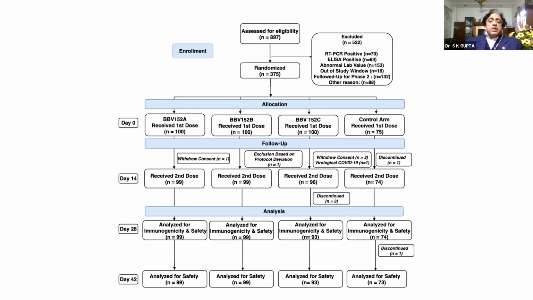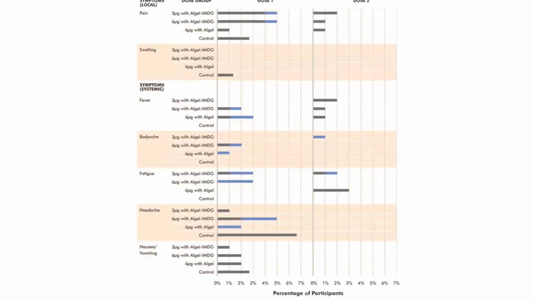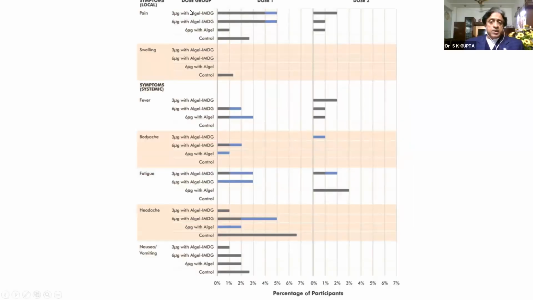This is the result of phase 1 and phase 2. For phase 2, nearly 897 people were recruited. These are the recruitment criteria. After the exclusions, 375 people were randomized. And this is the data on side effects. Initially, there were some local side effects, such as pain, and some systemic effects, such as fever, body ache, fatigue, and headache. You will see that they were mainly common after the first dose. They were hardly seen after the second dose.